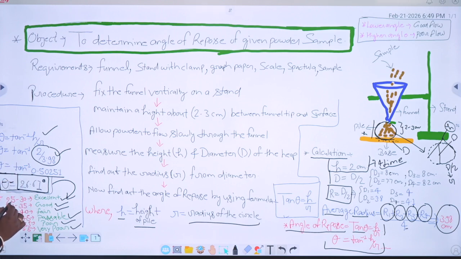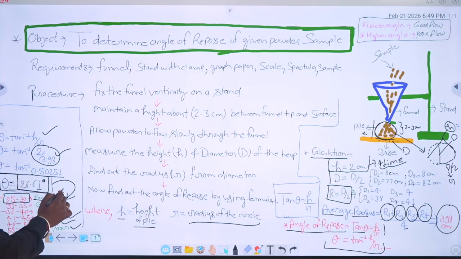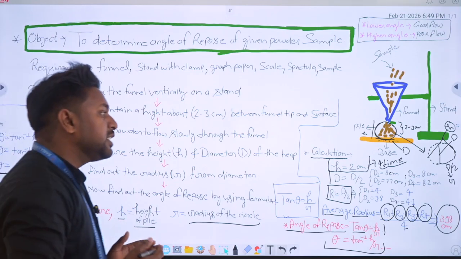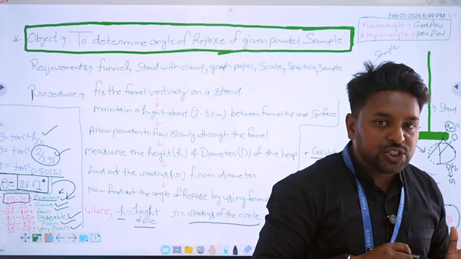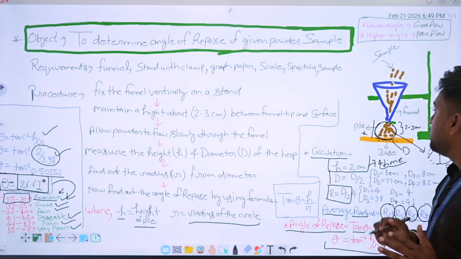Now we are going to match where it stands. It stands between 25 to 30. That is, the powder we took in the practical had excellent flow, and this is performed because we check the flow of powder.